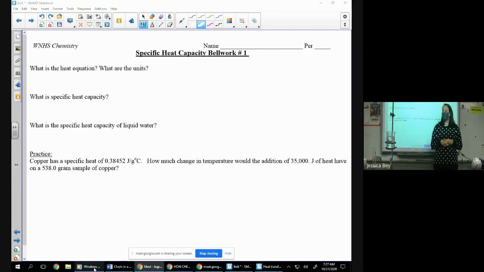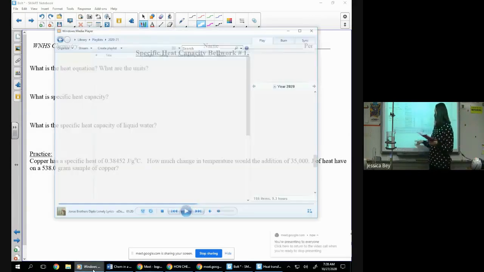Okay. So I'm going to put the music on quietly, meander around, and see how everybody is doing. I'm giving you a little bit of time to refresh what we did yesterday using the specific heat capacity bell work number 1. Good luck.